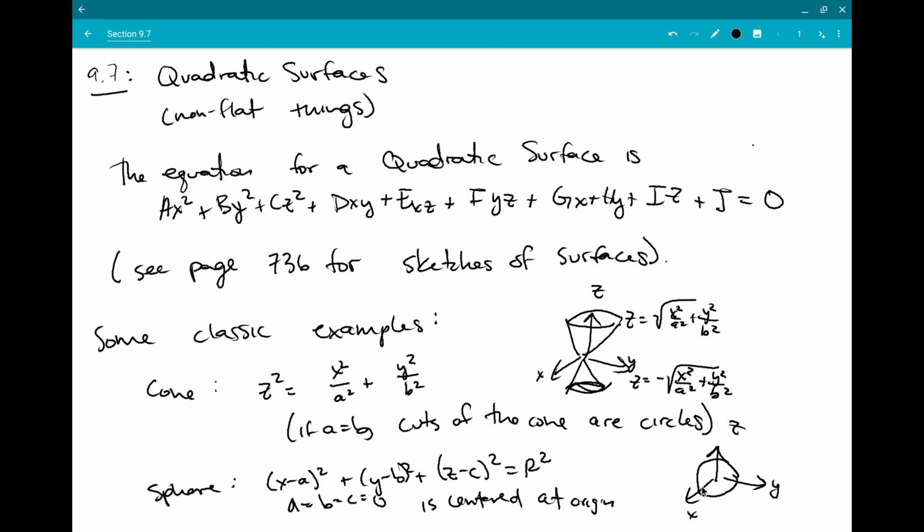And just like the cone, the top part of the sphere is coming from when you solve for z and take the square root of everything and hold on to the positive branch. The bottom part of the sphere is the negative branch. Let's do hyperboloids, I guess. Actually, let's do paraboloids first.